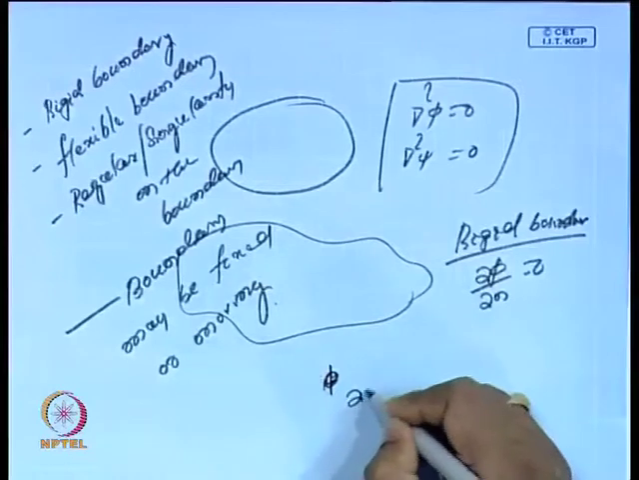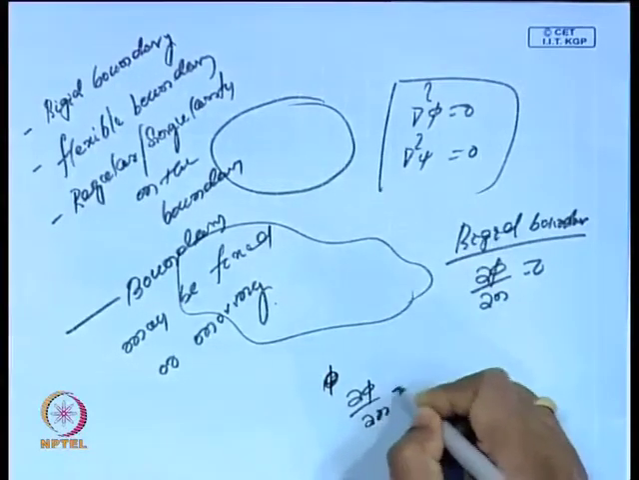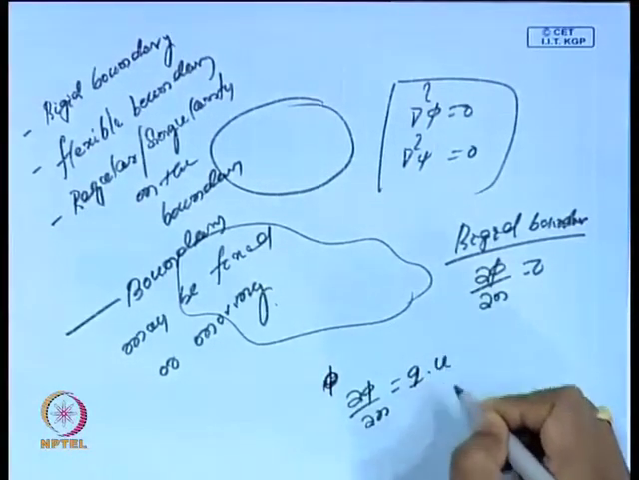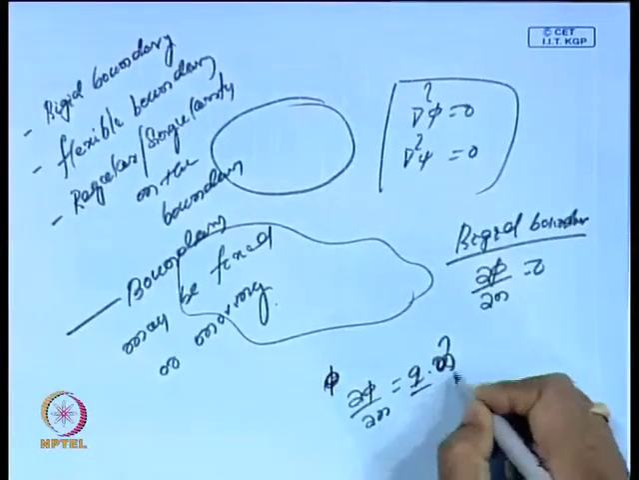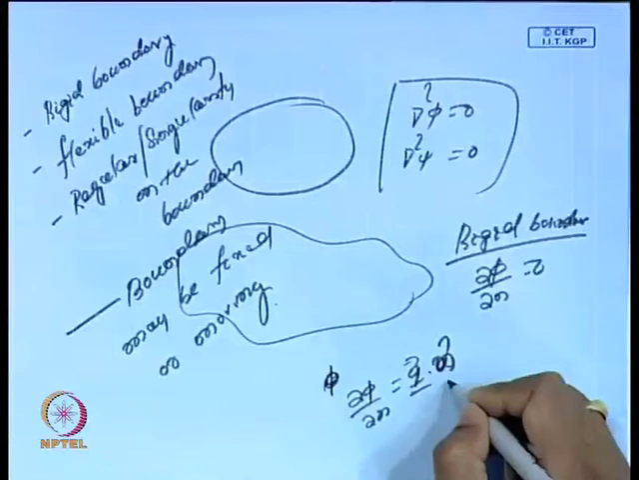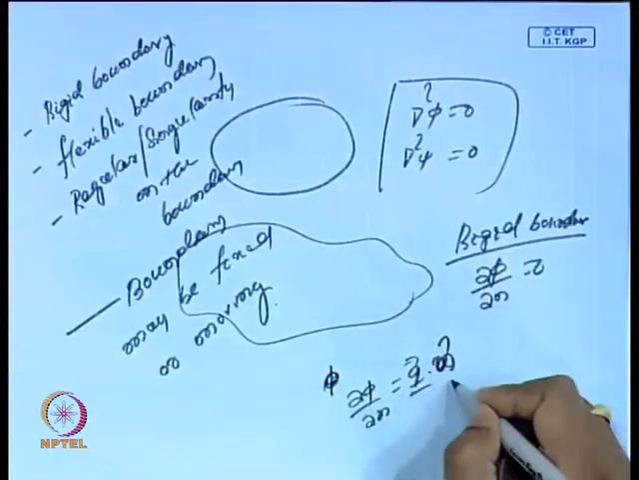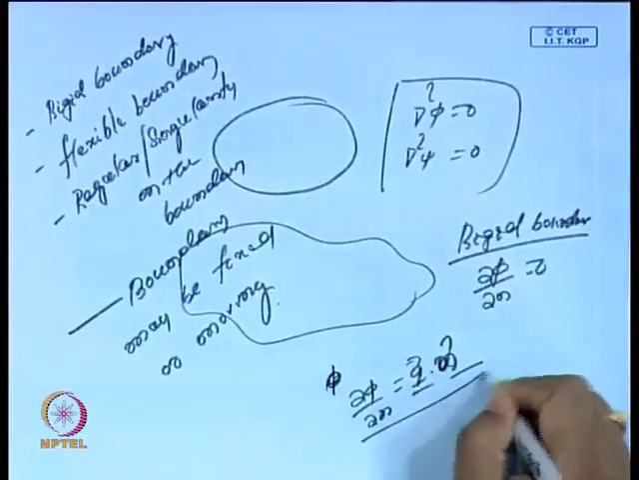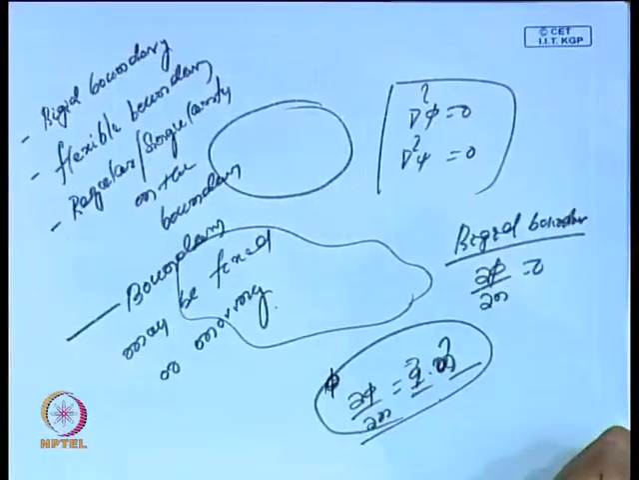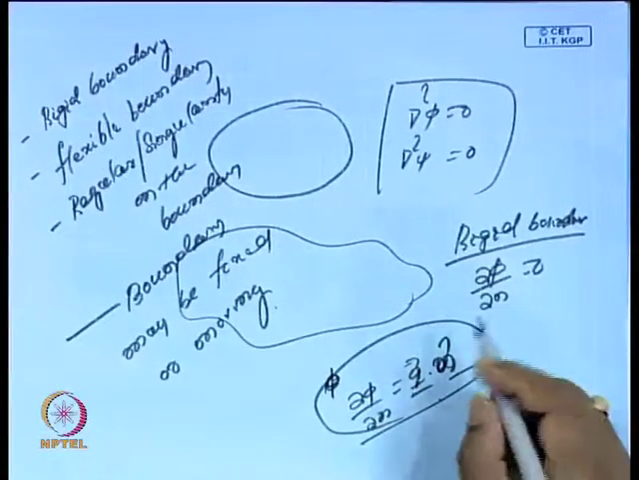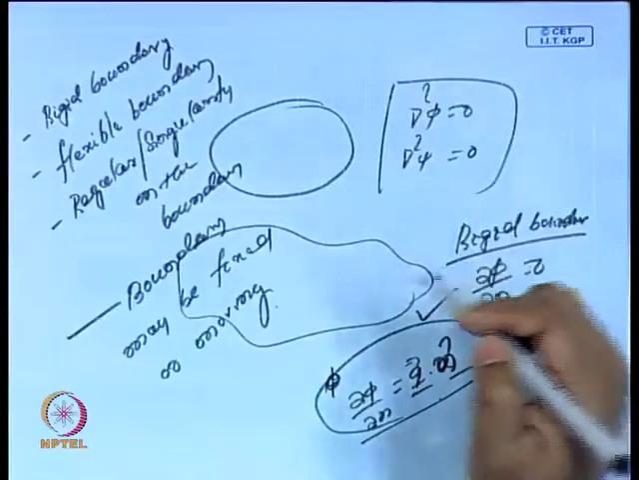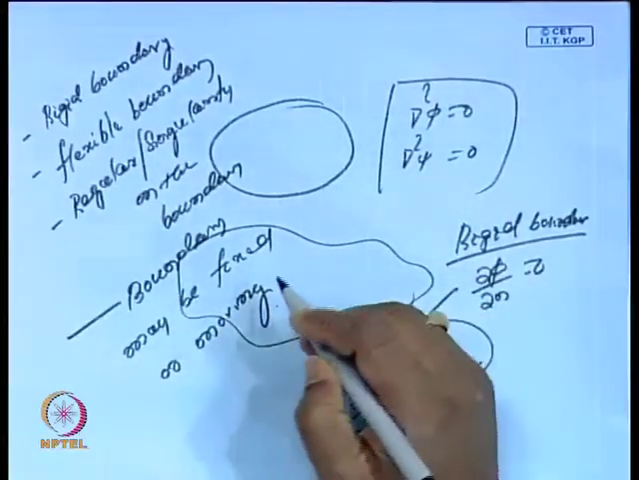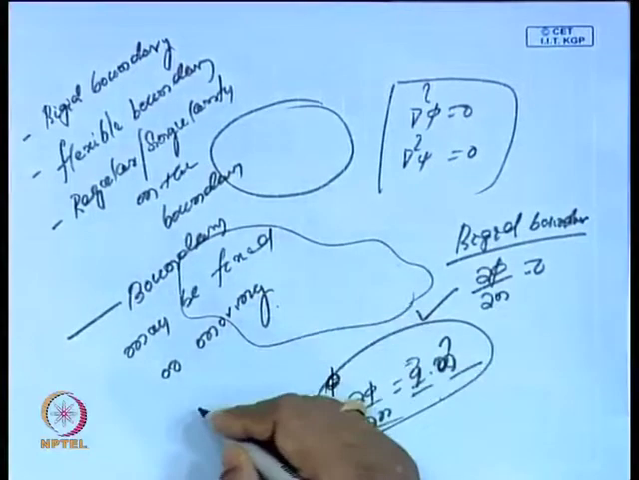del phi by del n equal to q dot n hat. So, that means q is the speed at which the particle or body is moving, and n hat is the normal direction, and this gives the condition on a moving boundary. Then again, there is another kind of boundary, that is the free surface boundary.